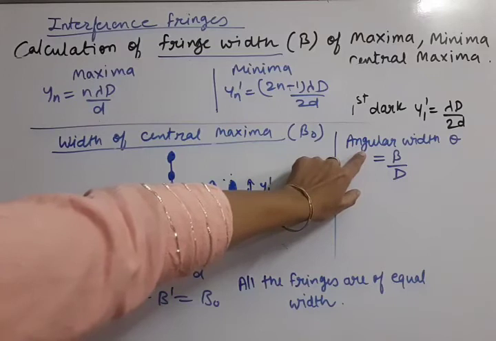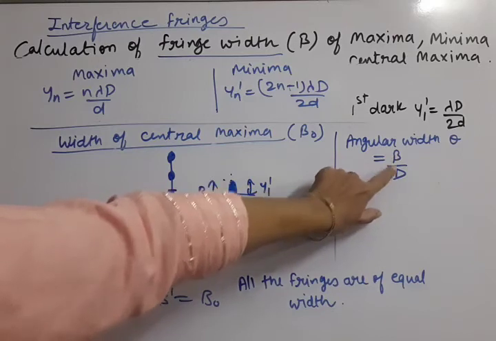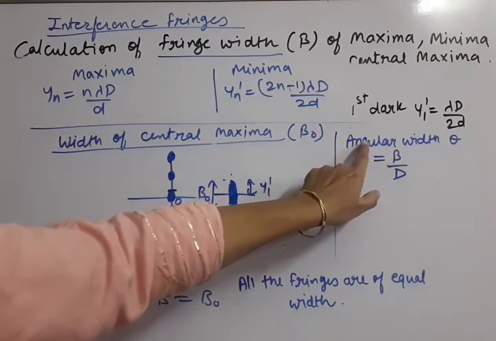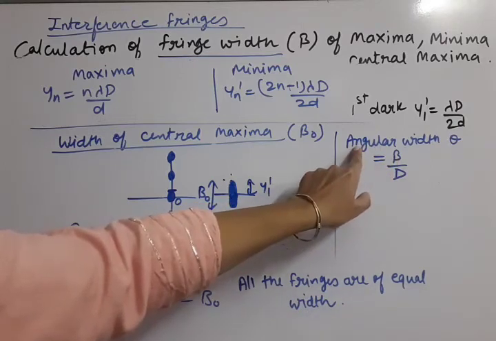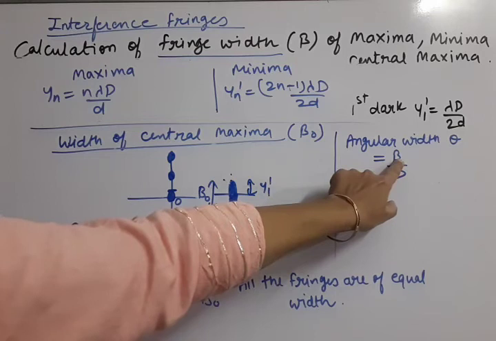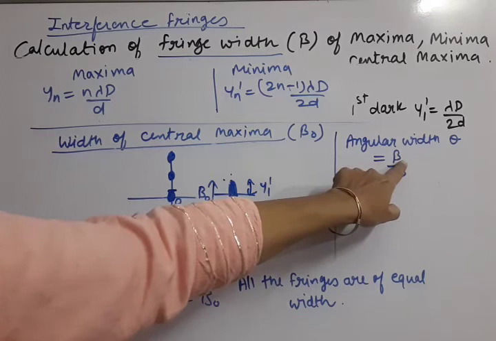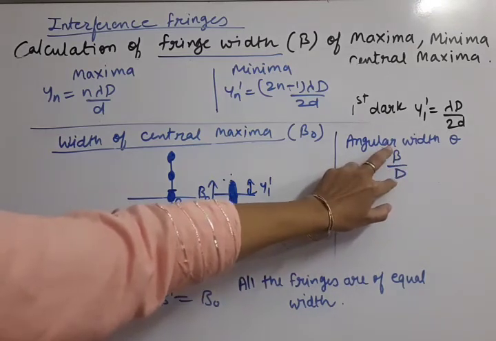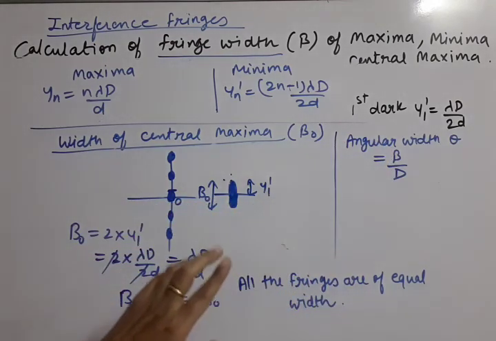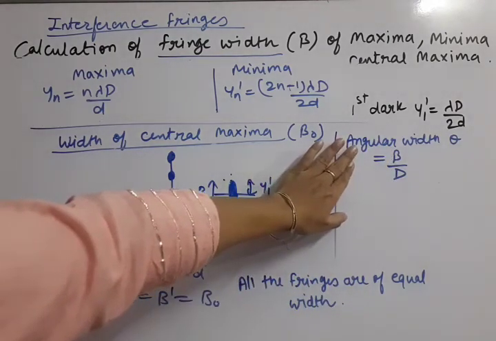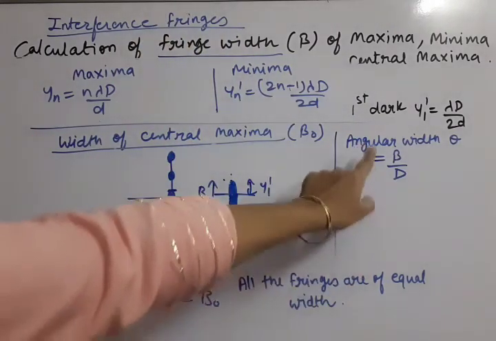Angular width theta is defined by any beta upon D. Okay, any beta upon D. That means if we want the angular width of maxima, so here beta will come. If we want the angular width of minima, so beta dash will come in the numerator. If we want the angular width of central maxima, then beta 0 will come. So overall the ratio of fringe width and capital D, this ratio is called angular width. So if it is asked, prove that all the angular widths are same, come till this step and after that do this extra step.